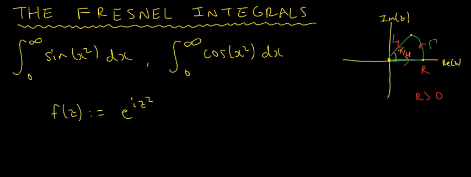So first of all, I'm going to define f of z to be e to the i z squared, and I'm going to use this contour. It's going to be an eighth of a circle. So if you take one circle and chop it into 8 equal pieces, you get this.